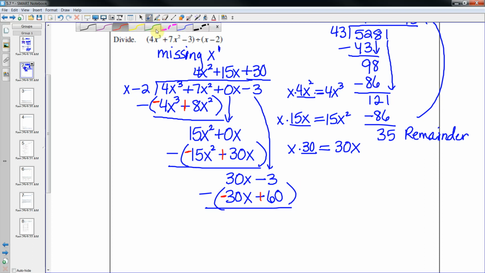And then let's do our subtraction. So the 30s cancel. Negative 3 plus 60 gives me positive 57. That is my remainder.